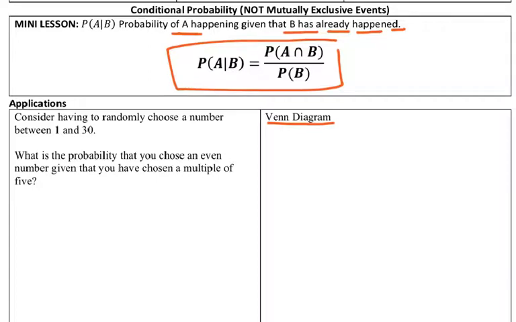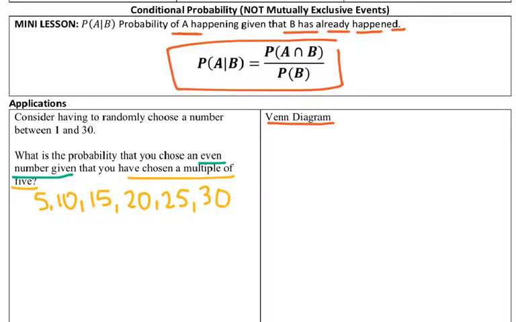So let's consider having to randomly choose a number between 1 and 30. And we're asked, what is the probability that you choose an even number? And I'm going to color code this, given that you have chosen a multiple of 5. So if we know we're choosing a multiple of 5, how many multiples of 5 are in the numbers 1 through 30? Well, we have 5, 10, 15, 20, 25, and 30.